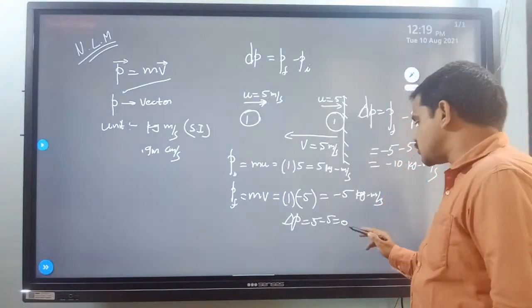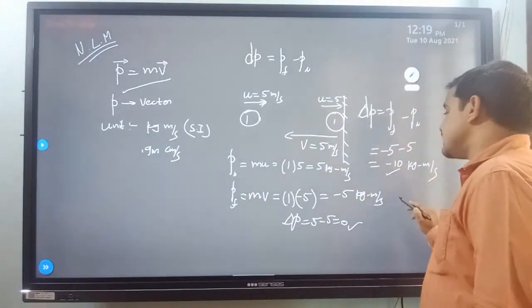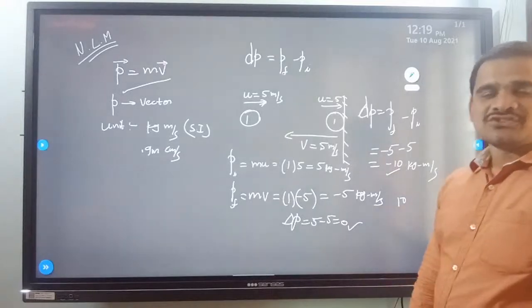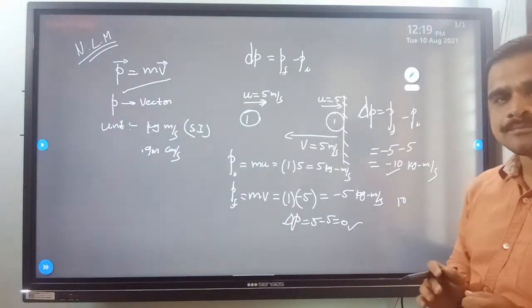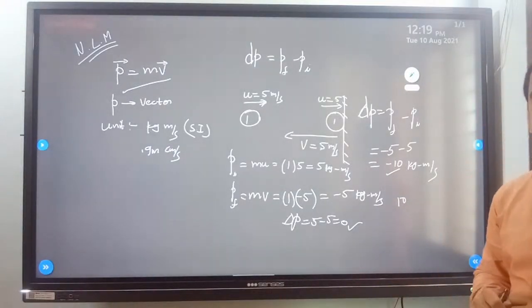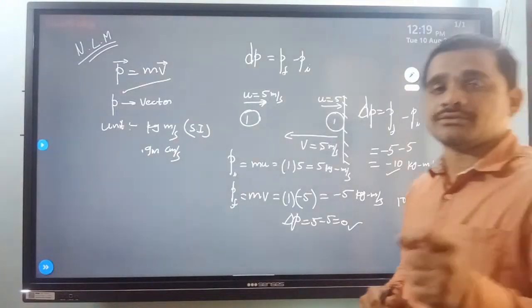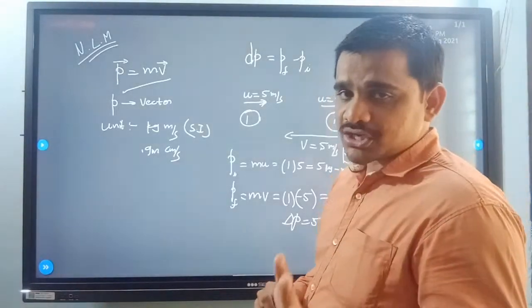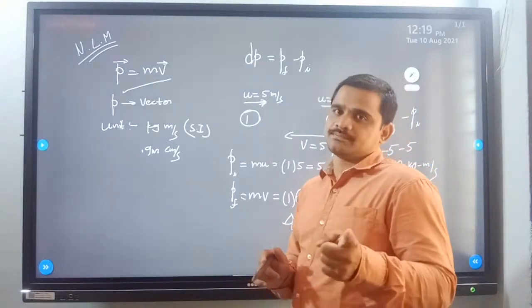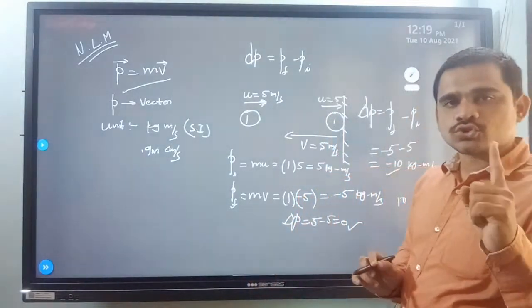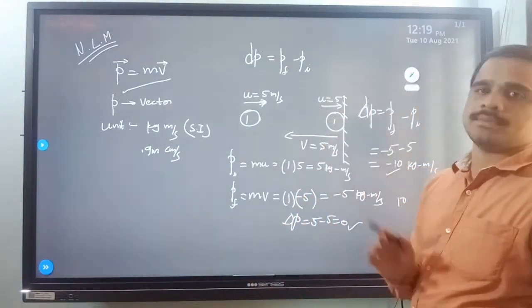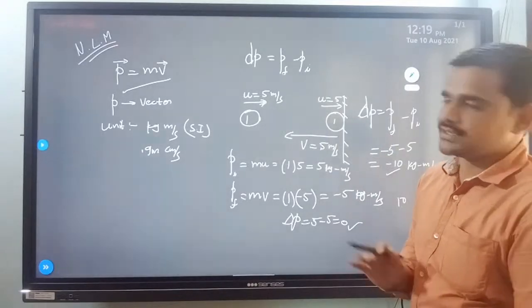We'll have one option as 0, another option will have the minus n, another option will have the 10. So among these, which is right, we must be careful. Because linear momentum is a vector quantity, we have to consider direction. 100% direction should be considered, because it's a linear momentum.